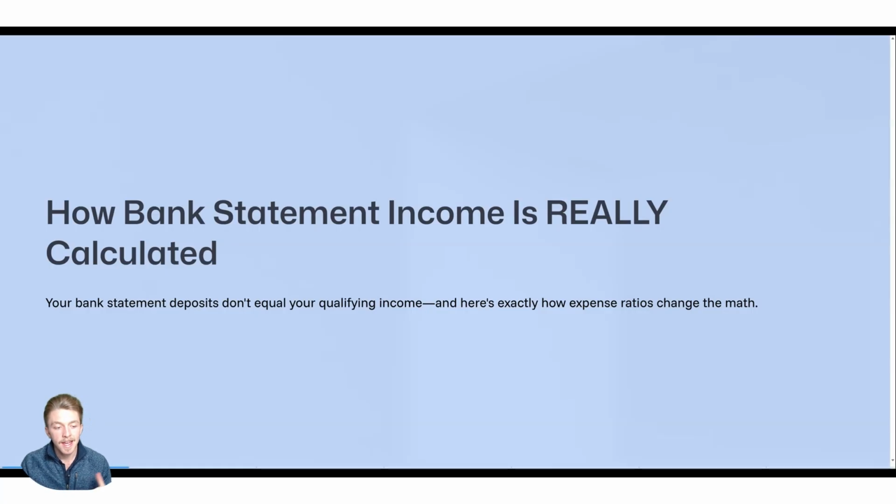If you don't understand expense ratios on bank statement loans, this could be killing your buying power without you realizing it. I'm also going to show you real investor guidelines that break down exactly how income is calculated using 20% or 50% expense ratios and determine how much qualifying income there is. Everyone's financial situation is different, and we also have many different investors with different guidelines regarding this. So keep that in mind.